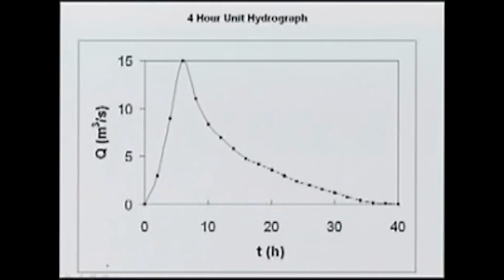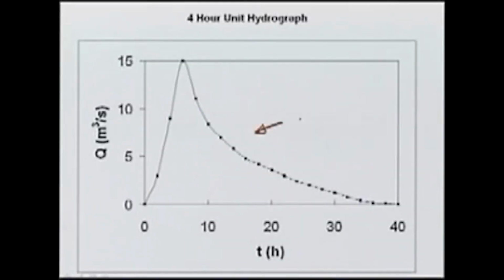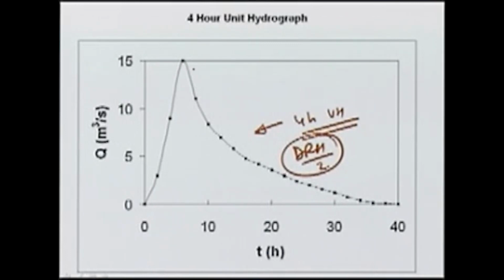So, this is a very straightforward way of obtaining the unit hydrograph, but the condition is that a rainfall of almost uniform intensity and for that particular duration should be available. In this case, we say that a 4-hour unit hydrograph can be obtained if a 4-hour rain is available and the corresponding discharge is also available. So, the 4-hour unit hydrograph looks like this. This is similar to the DRH; simply dividing all the ordinates by 2, we get this unit hydrograph.